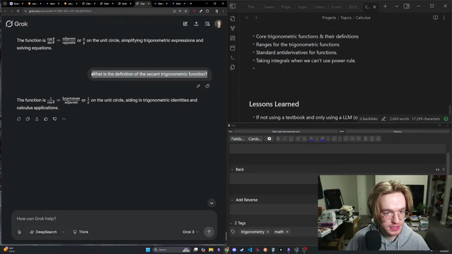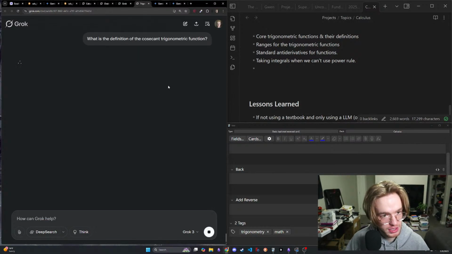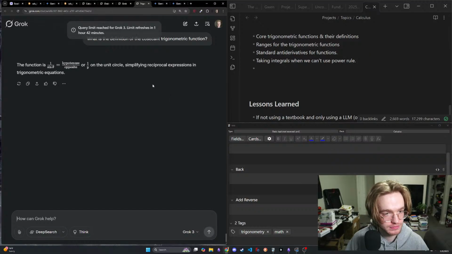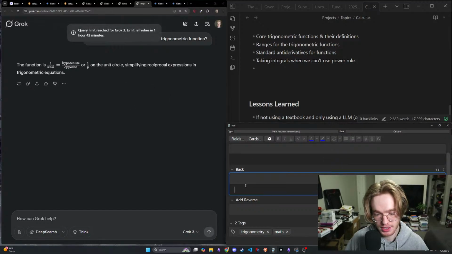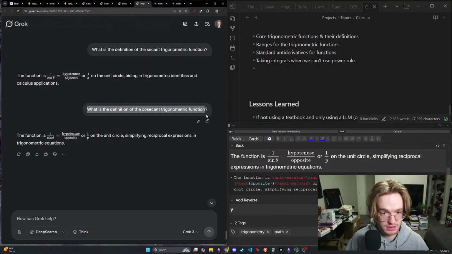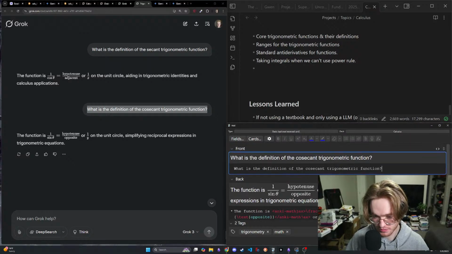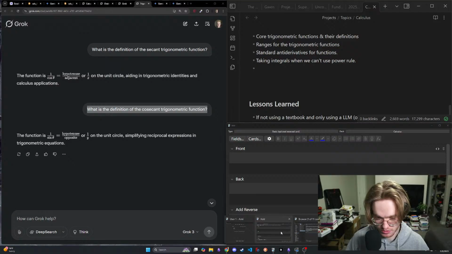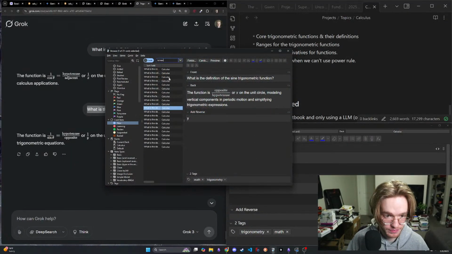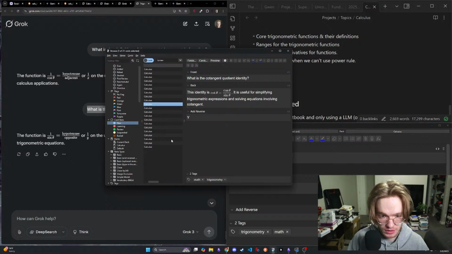Okay, and now we want the definition of the cosecant. Oh, did I forget to do the reverse for that one? Okay, I'm going to go back to make sure I did the reverse for all of them. Okay, that one. Perfect.